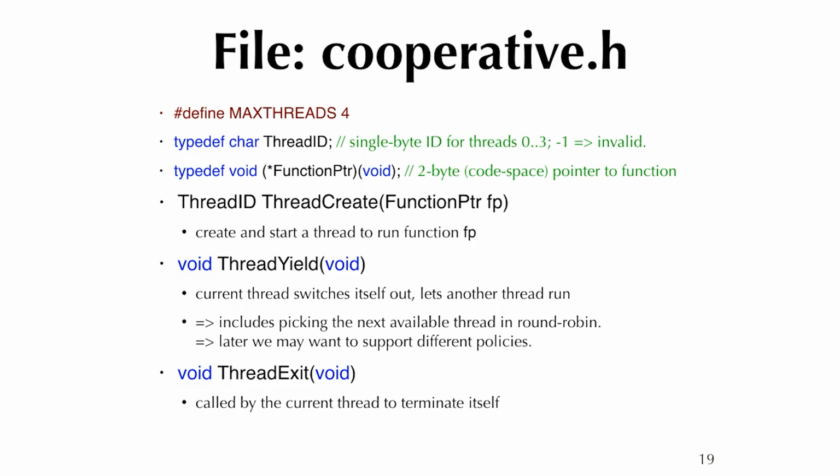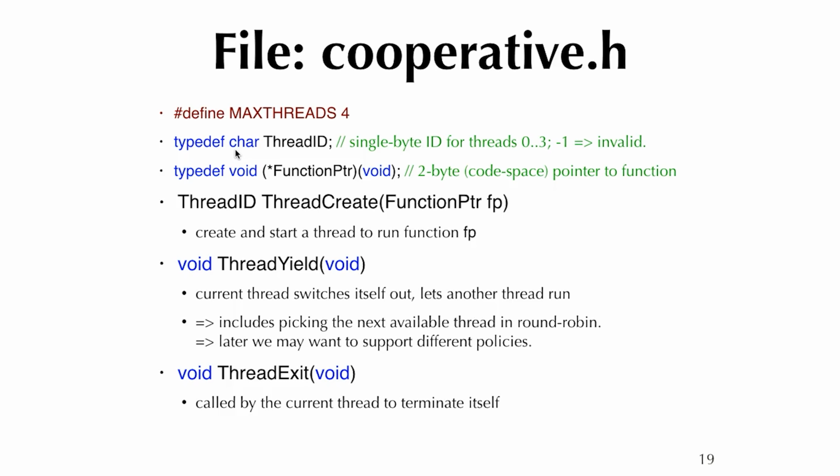Okay, and I'll go over the individual files. Cooperative.h, that's the include file. So it looks like this. You don't have to actually change this. What does it look like? It has #define MAX_THREADS 4. You should know that. We support a maximum of 4 threads. Can't be more, there's just not room.